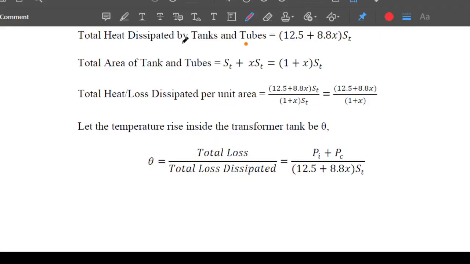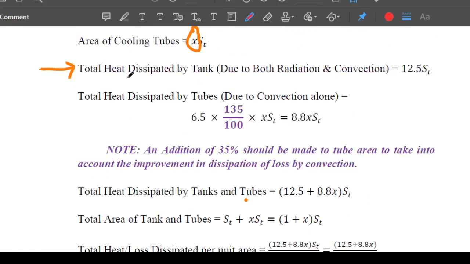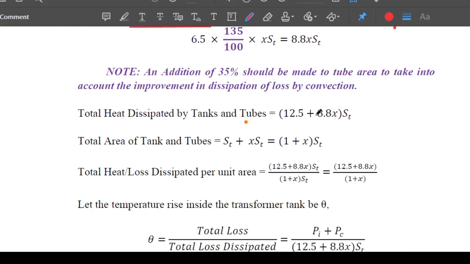The total heat dissipated by the tank and tubes will be equal to 12.5 plus 8.8X into ST. That means, see, this is the total heat dissipated by the tank, and this is the total heat dissipated by the tubes. So for the total heat dissipated by tank and tubes you have to add these two values. So it will be 12.5 ST plus 8.8X into ST, that is equal to 12.5 plus 8.8X, the whole thing into ST.